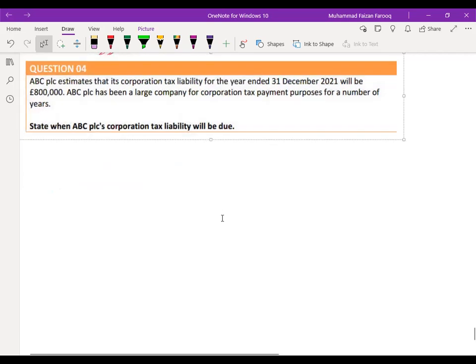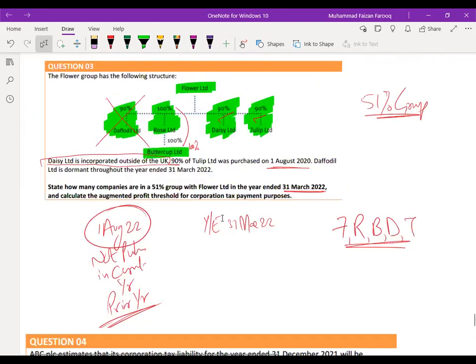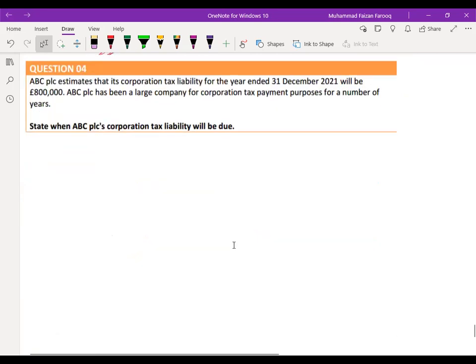And dividend, while calculating augmented profit, we take dividends from companies that are not 51% group members. If a dividend is coming from these, flower, rose, buttercup, daisy, tulip, these dividends will never be part of augmented profit. The dividend will be part of augmented profit only if it is not from the 51% group. That's what you asked me, I think, 5 minutes ago, right?